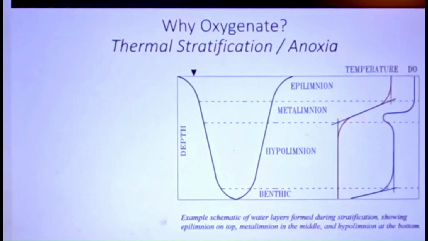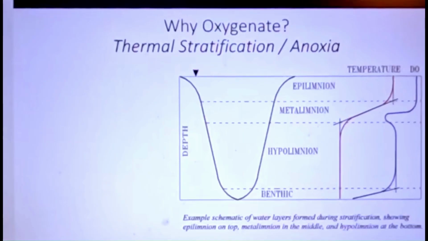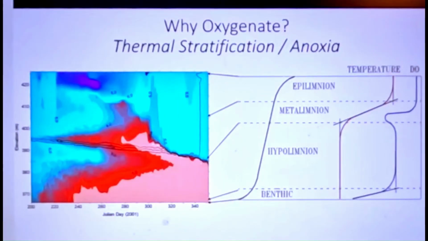So why do we oxygenate? Well, the simple concept is thermal stratification. In the summer, the surface gets warm and the bottom stays cold. What ends up happening is this density gradient between the top and the bottom prevents the oxygen-rich surface waters from mixing with the bottom waters. If you look at this as a dissolved oxygen profile, in this image the left column is the depth and the bottom is time. The colors on the graph represent oxygen. White and red is low oxygen or no oxygen.